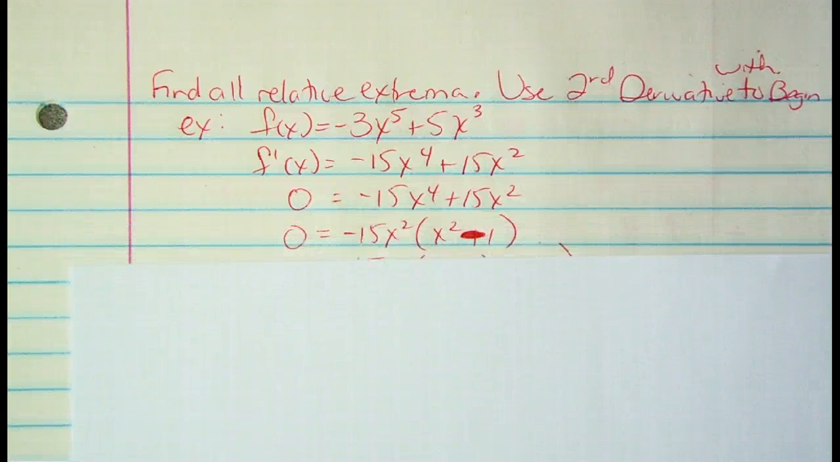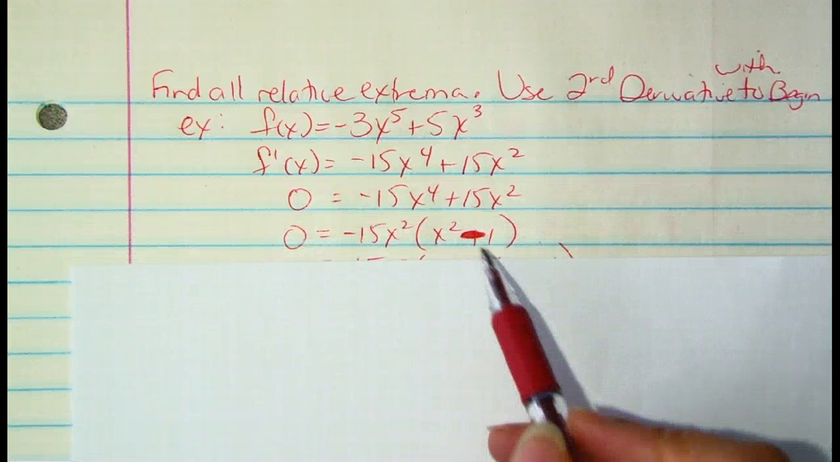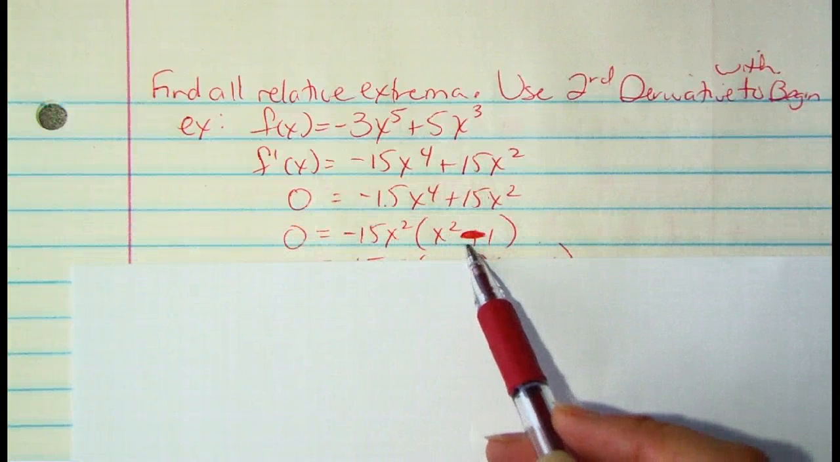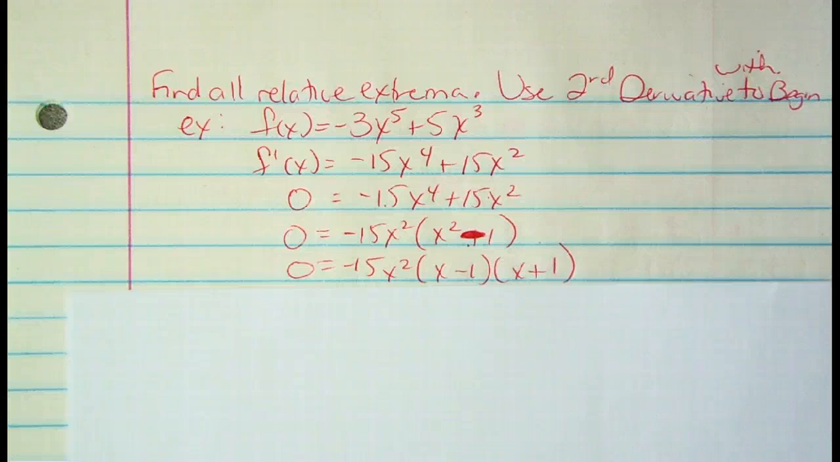So I try to factor, and that's a minus. When I take out negative 15 out of both, that becomes minus. That can be factored further. So 0 equals negative 15x squared times the quantity x minus 1 times the quantity x plus 1.